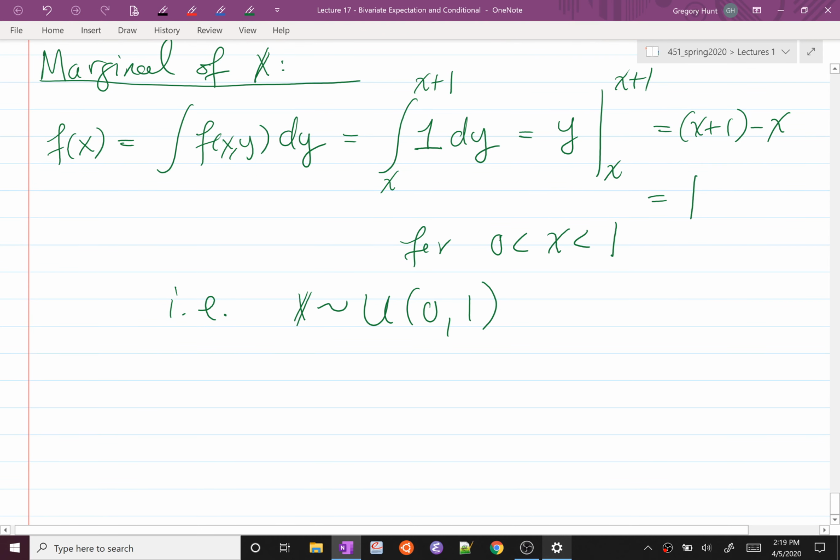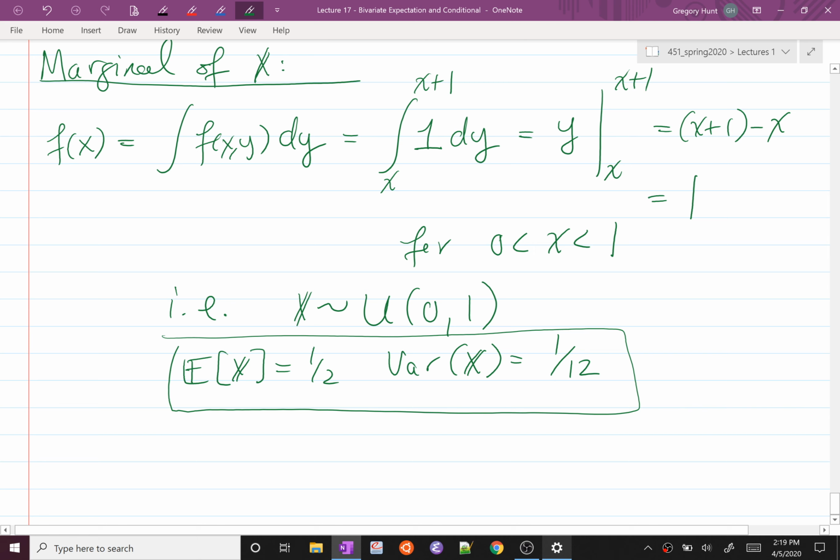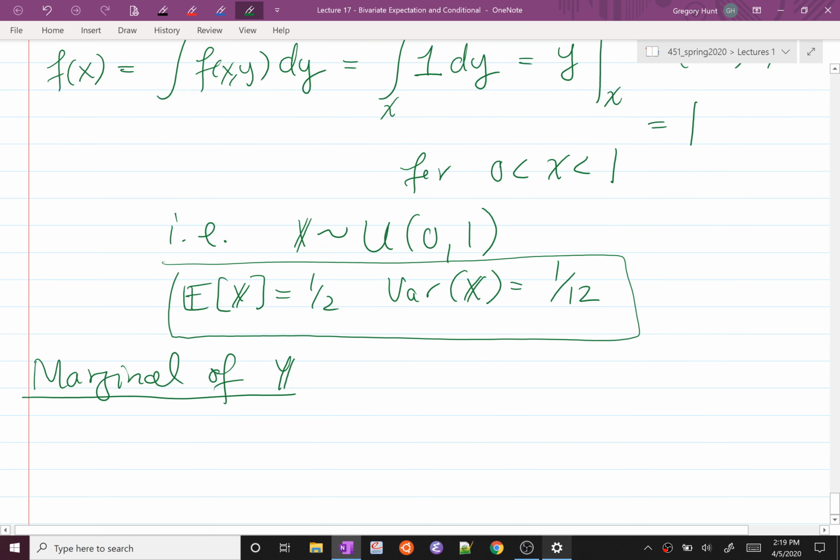Okay, but that gives us the marginal of x, which means we have two of our quantities basically for free. We know that the expected value of x is 1/2, and the variance of x is 1/12, right? And we know that based on our previous lecture on the continuous uniform. Okay, we now want to get the marginal of y, the marginal distribution of y.